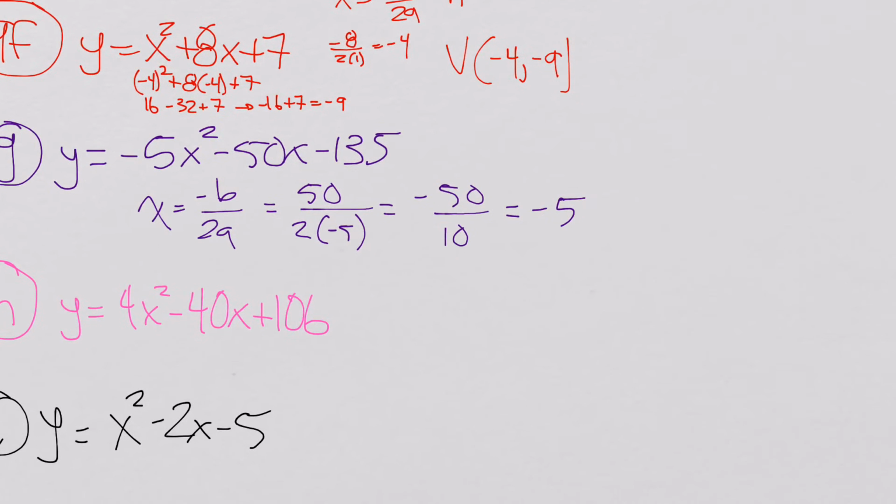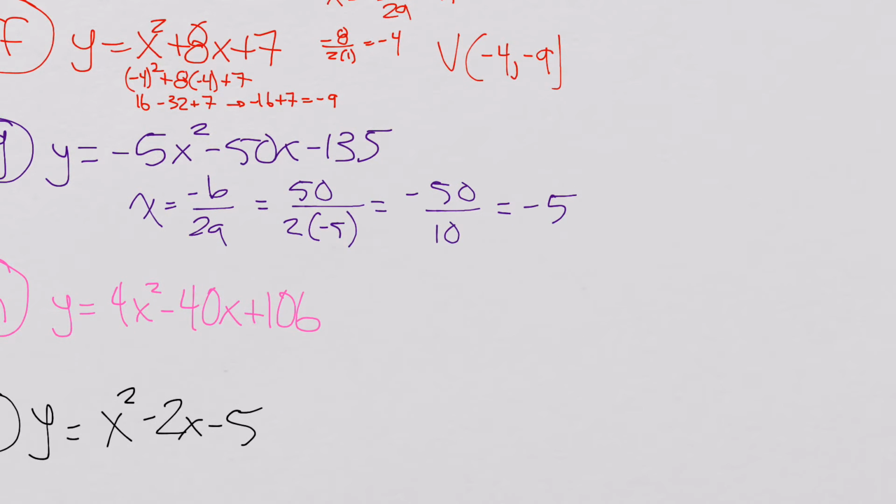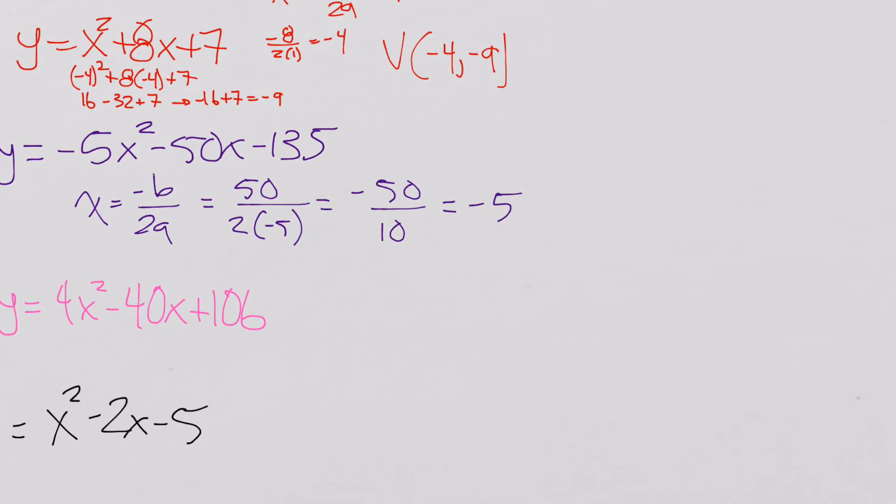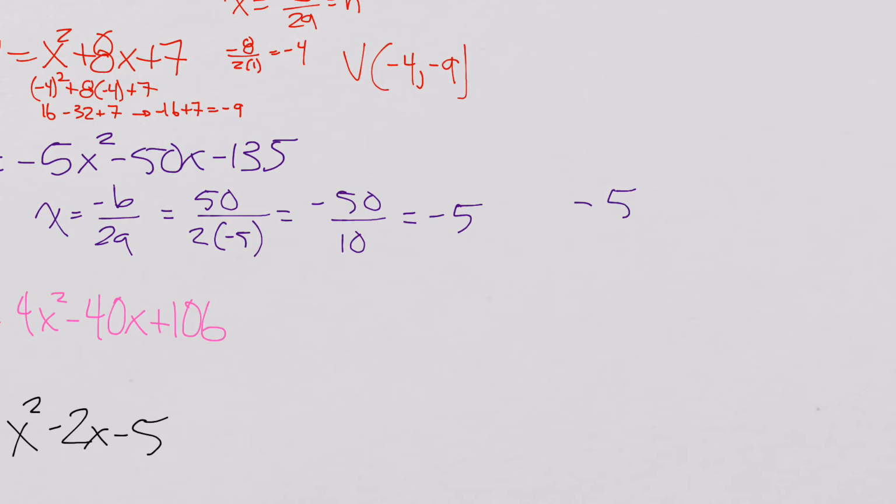And if I want the y value of my vertex, I plug it back in. But here's the thing, I don't really want to do all that multiplication. So what I'm going to do is use an idea from our Unit 4 on polynomials. I'm going to take this quadratic, negative 5x squared minus 50x minus 135, and divide it synthetically by the x value, negative 5. Because when I do that, it will tell me the value of my function at that x value, which is what I want. I want the y value.